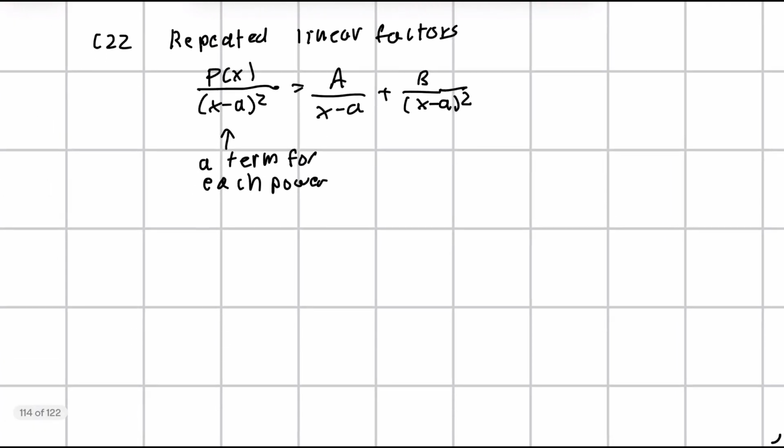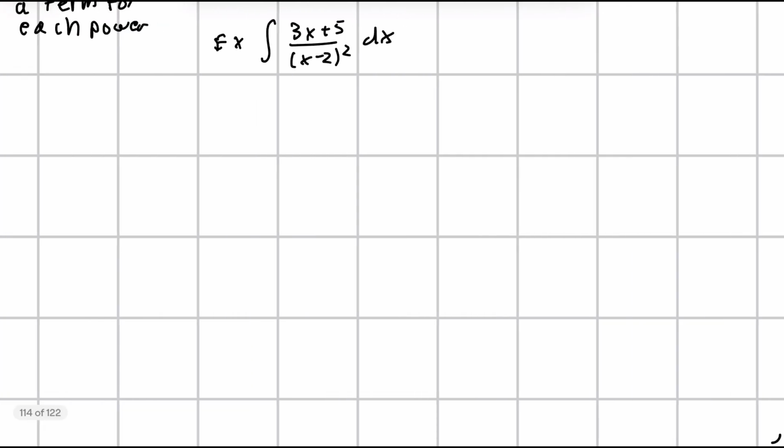Then we're going to solve for the constants, and then we're going to integrate each term. So let's take, for example, the integral of 3x plus 5 divided by x minus 2 squared dx. So this part here, we can write that with partial fractions: A over x minus 2, and then since we have the square, that's going to be plus B over x minus 2 squared.